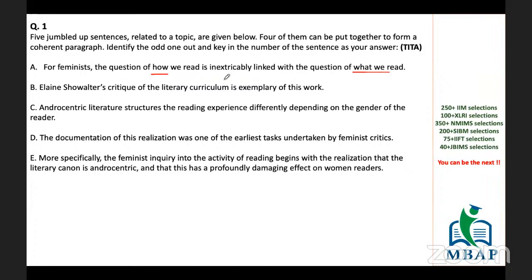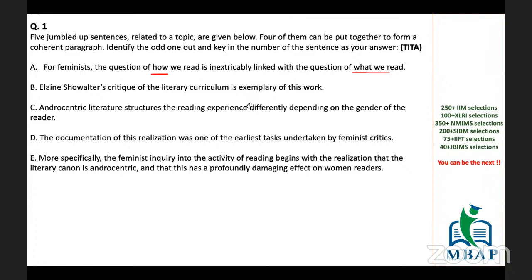Now, B talks about a kind of literary work on which Elaine Showalter did the entire assessment, which is an example of content which women read. So this is again about something related to the content which women read. C talks about androcentric literature. It means men-centric literature, what it is.